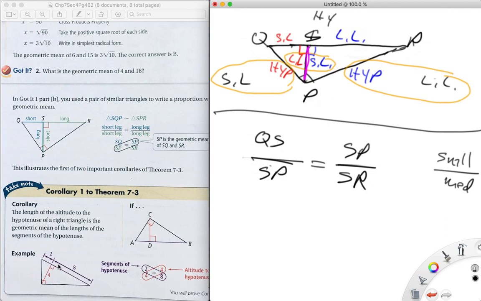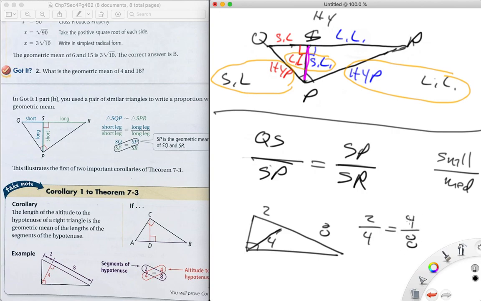So they do an example here with a triangle with numbers for the explanation. They said this is 2, this is 8, this is 4. This 4 is the geometric mean, so if I set this up, it would be 2 over 4 equals 4 over 8, right? This is 1/2 and this is 1/2. If I cross multiply, it's 16 equals 16.